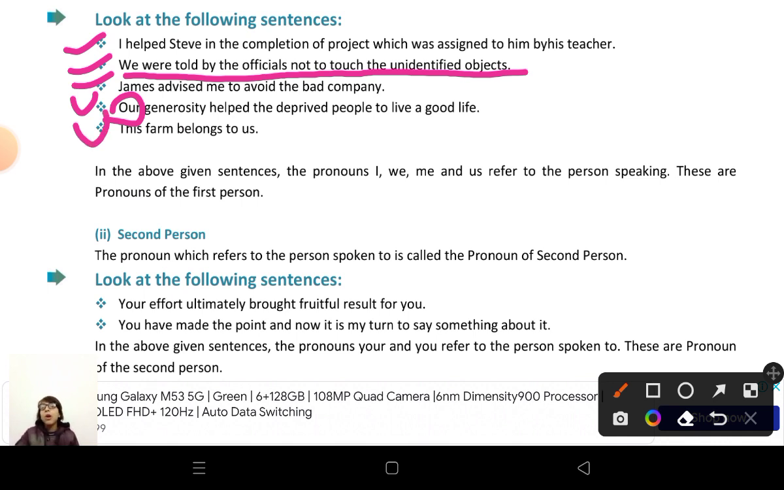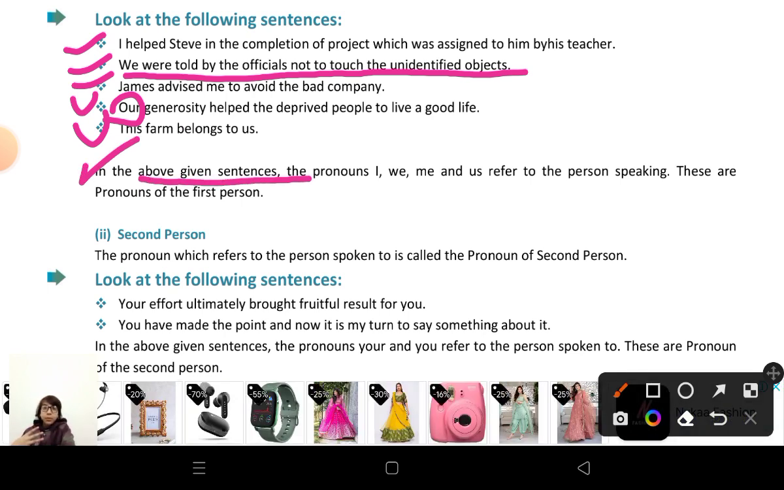This farm belongs to us. Us means we can tell about first person, but that is a group. This farm belongs to us. Us यानी कि हमारा pronoun है. In the second above given sentence, the pronouns I, we, me, and us refer to the person speaking. These are pronouns of the first person.